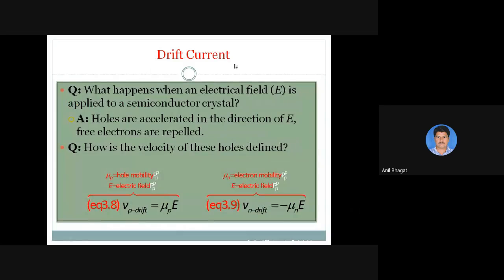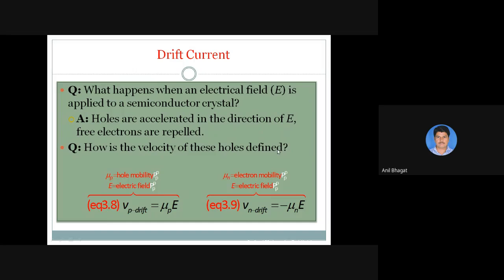So now let's start the drift current. How will we calculate the drift current? This is a very important line: what happens when an electrical field E is applied to the semiconductor crystal? आपण जर इलेक्ट्रिकल फील्ड जर त्या क्रिस्टलला अप्लाय केली तर काय होईल? First point, holes are accelerated in the direction of E. Free electrons are repelled, and the holes are attracted. Why? Because of positive and negative potential, the holes are always attracted toward the negative potential, and the electrons are always repelled from the negative side.